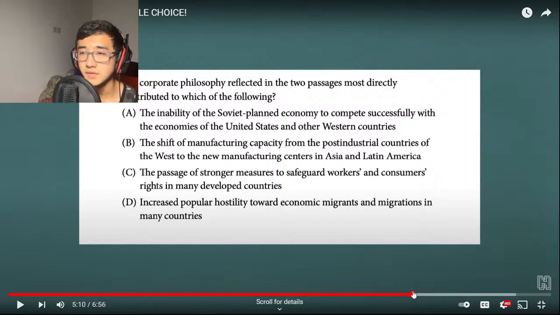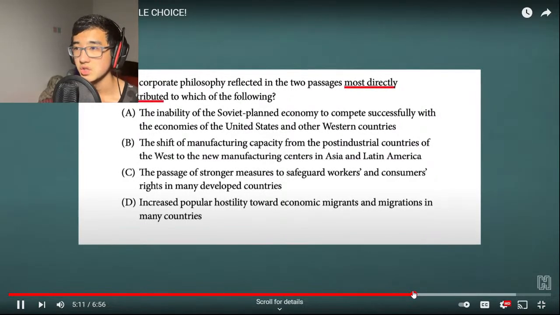B, maybe. The shift of manufacturing capacity from the post-industrial countries of the West to the new manufacturing centers in Asia and Latin America. So one, it can't be A. Actually, it could be C. A or C. No, B or C. Actually, I think it's C. I'm gonna final answer C. Most directly contributed. So what is the... Here's what I think. Because look at the first source, it says actually I don't know anymore.